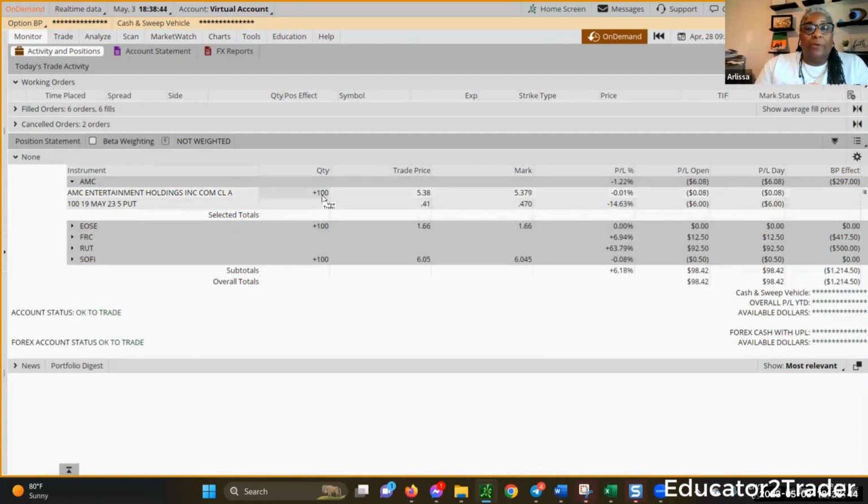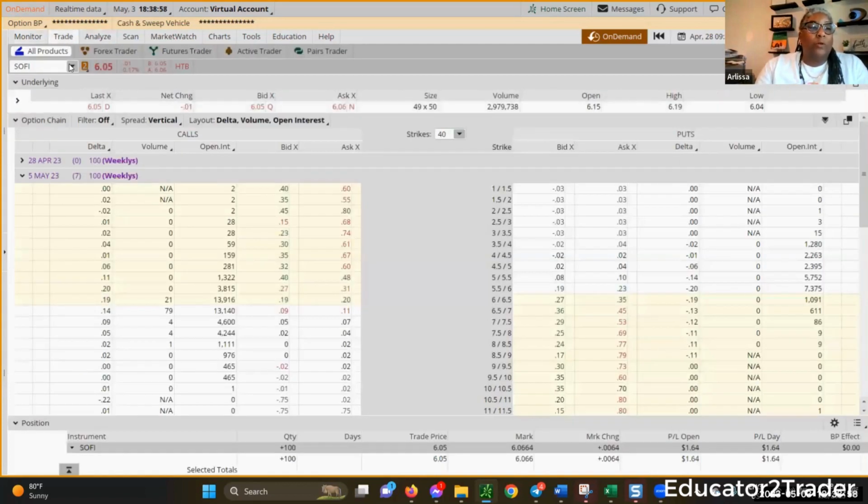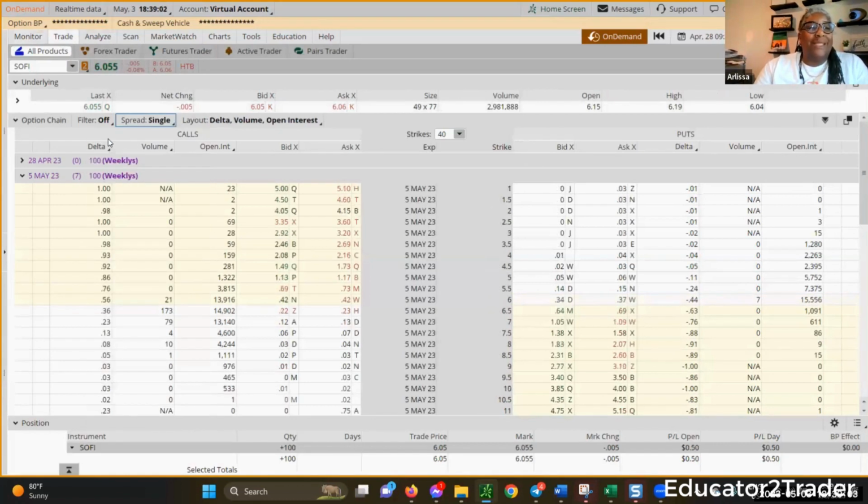We own 100 shares. Now we're ready to go trade and do some covered calls. We're on the trade screen and we do single. Okay, we're looking on the call side because we are selling a covered call. So we bought our shares on the 28th, which was the same day we're on. Remember, we're doing on demand.